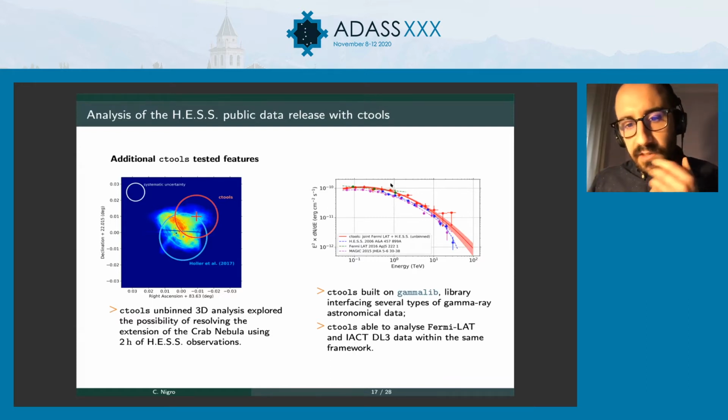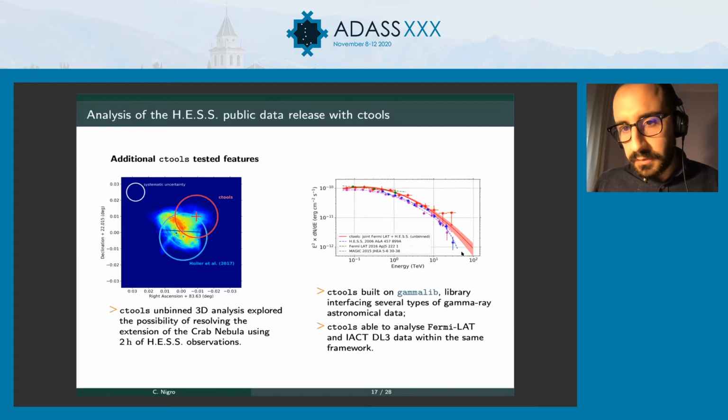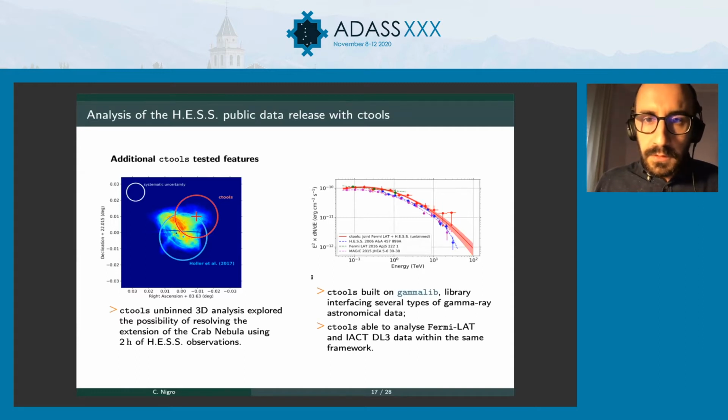And then, as I said, Ctools is built on GammaLib, which is a library that is able to interface with different types of gamma ray astronomical data. So here you can see the result of a spectrum in red, computed using Fermi-LAT data without converting them to the DL3 data format, original Fermi-LAT data, together with IACT DL3 data within the same framework. So with the same framework, you can combine different types of data and obtain these general results that, as you can see, agree very well with the other results from the literature.